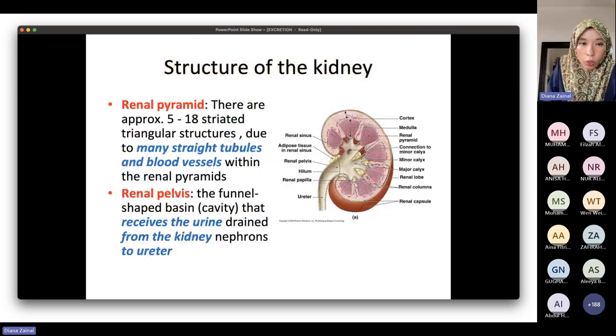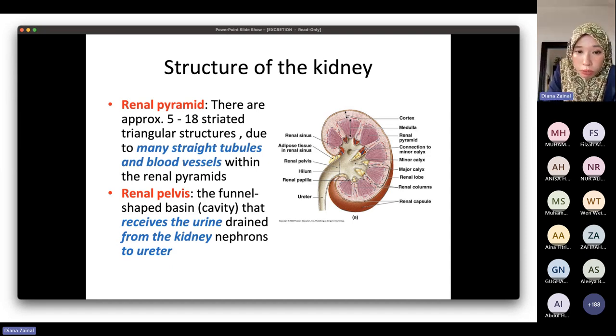Alright. Okay. Again, we have the renal pyramids, okay? So there are approximately 5 to 18 striated triangular structures due to many straight tubules and blood vessels within the renal pyramid. Remember, the cortex is the outer one. The renal pyramids have straight tubules, many lines like that. And also there are a lot of blood vessels.